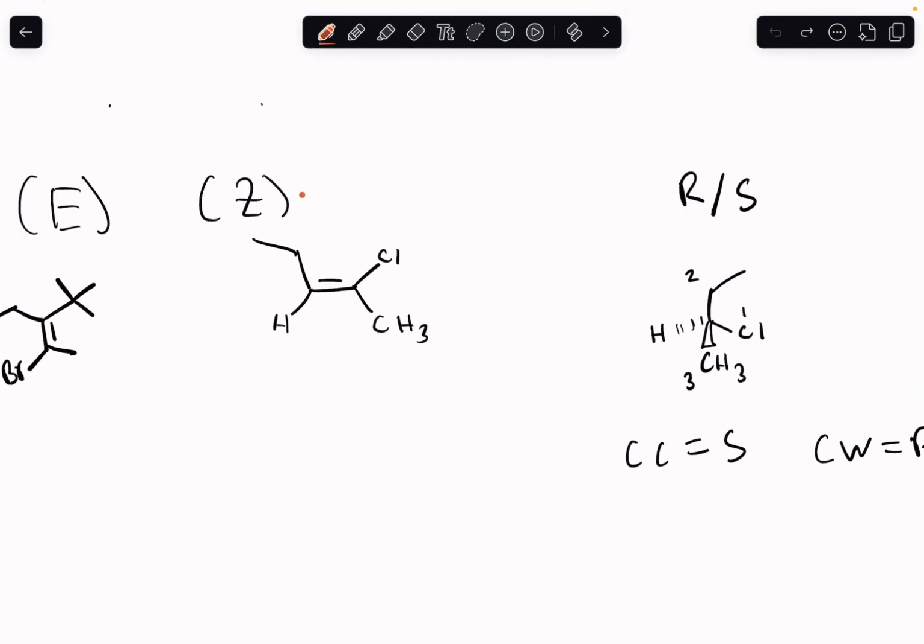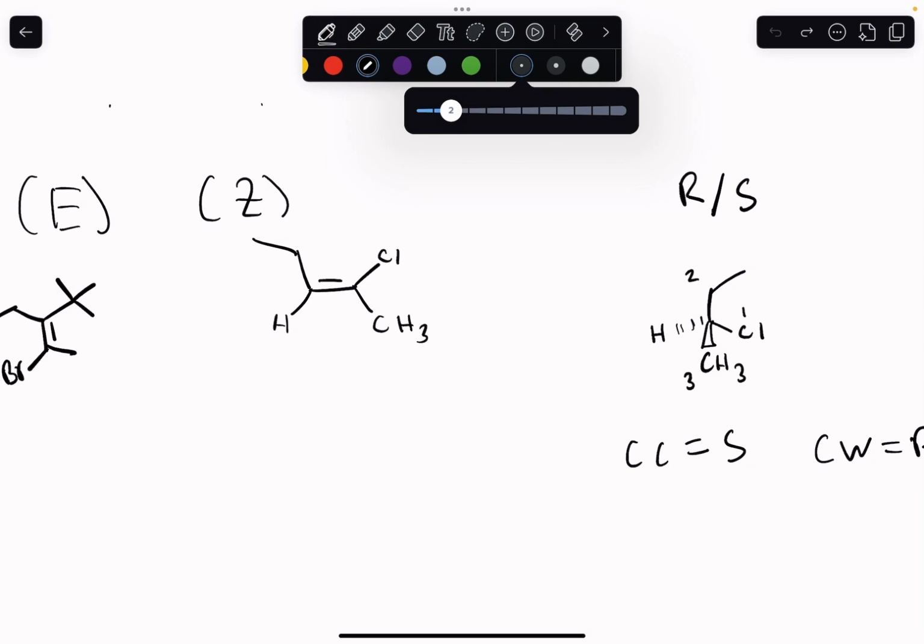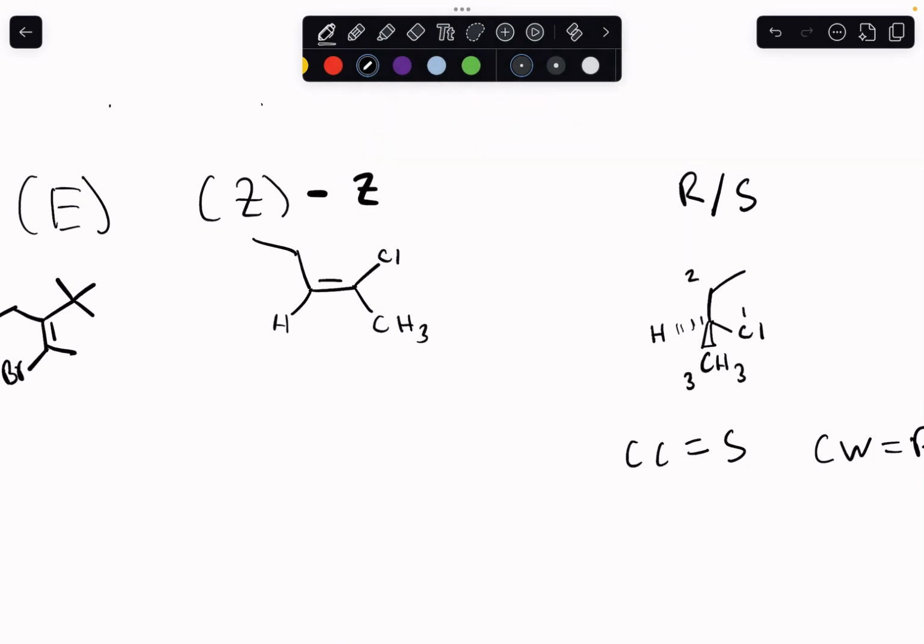So Z, what my teacher used to always tell us, was that Z was like same side, which really means same side. So if both of your highest priority groups are on the same side, it's Z. Do you see how here this ethyl group and this chlorine group both take priority over the CH3 group and this hydrogen, because these two are on the same side? It's going to be Z.